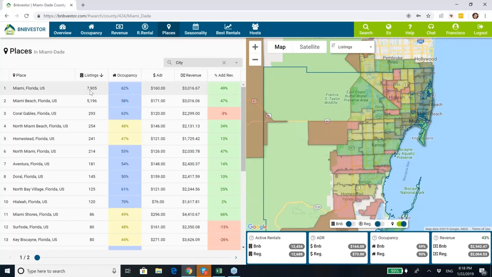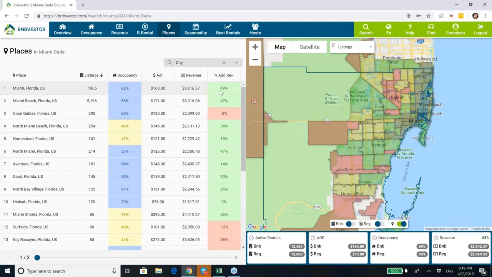In Miami, you have 7,905 listings and the occupancy rate is 62%, which is not bad at all. Okay, and Miami Beach, 5,196 listings, occupancy 58%. The ADR is the average daily rate. In this case, for Miami it is $160 per night and $171 per night in Miami Beach. And the amount of money that you could get monthly in these two cities is around $3,000, about the same, $3,016.